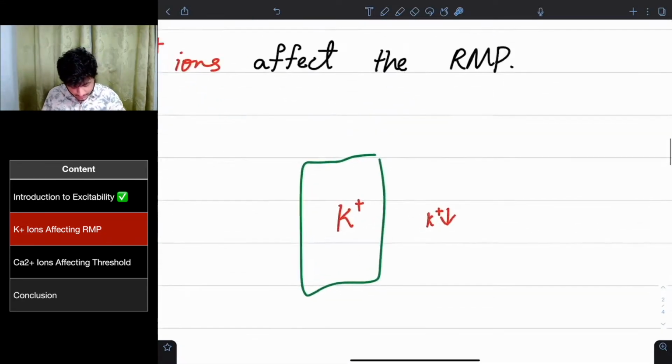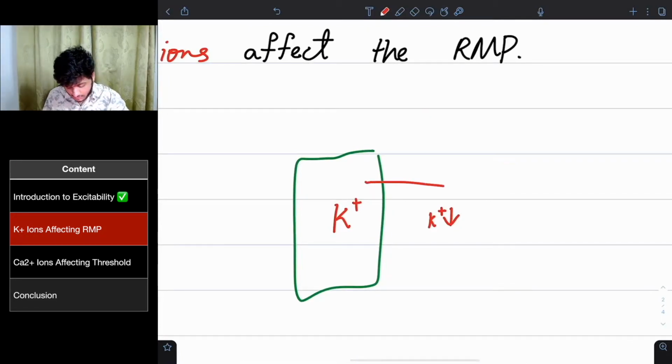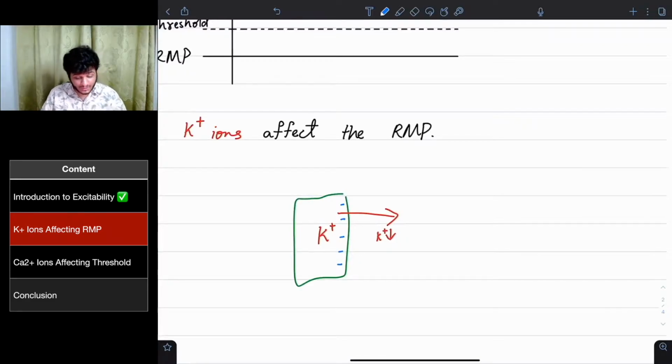That means once it diffuses out, remember again in the action potential lecture, we talked about electrical gradient. That means if these potassium ions leave the cell, inside of the cell would become more negative, right? Inside of the cell would become more negative. So the membrane potential of the cell becomes more negative.